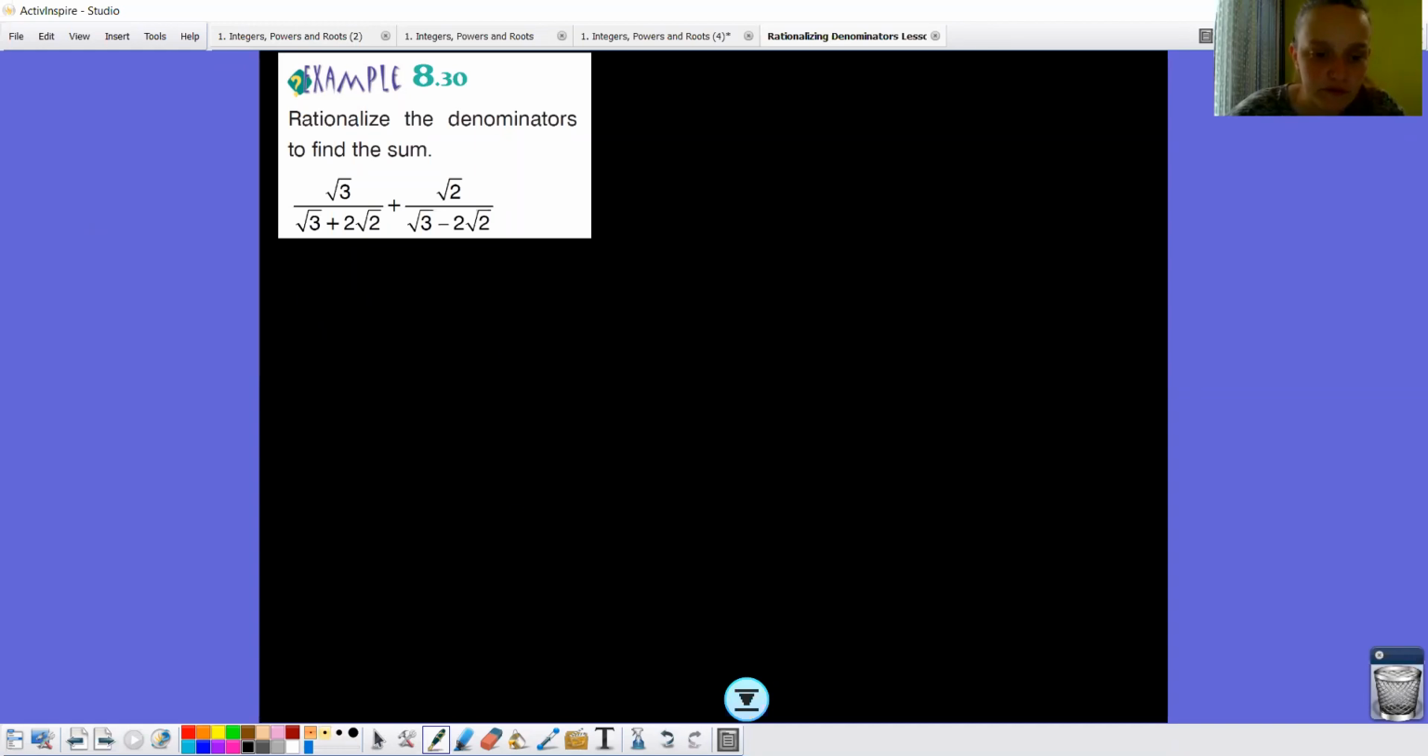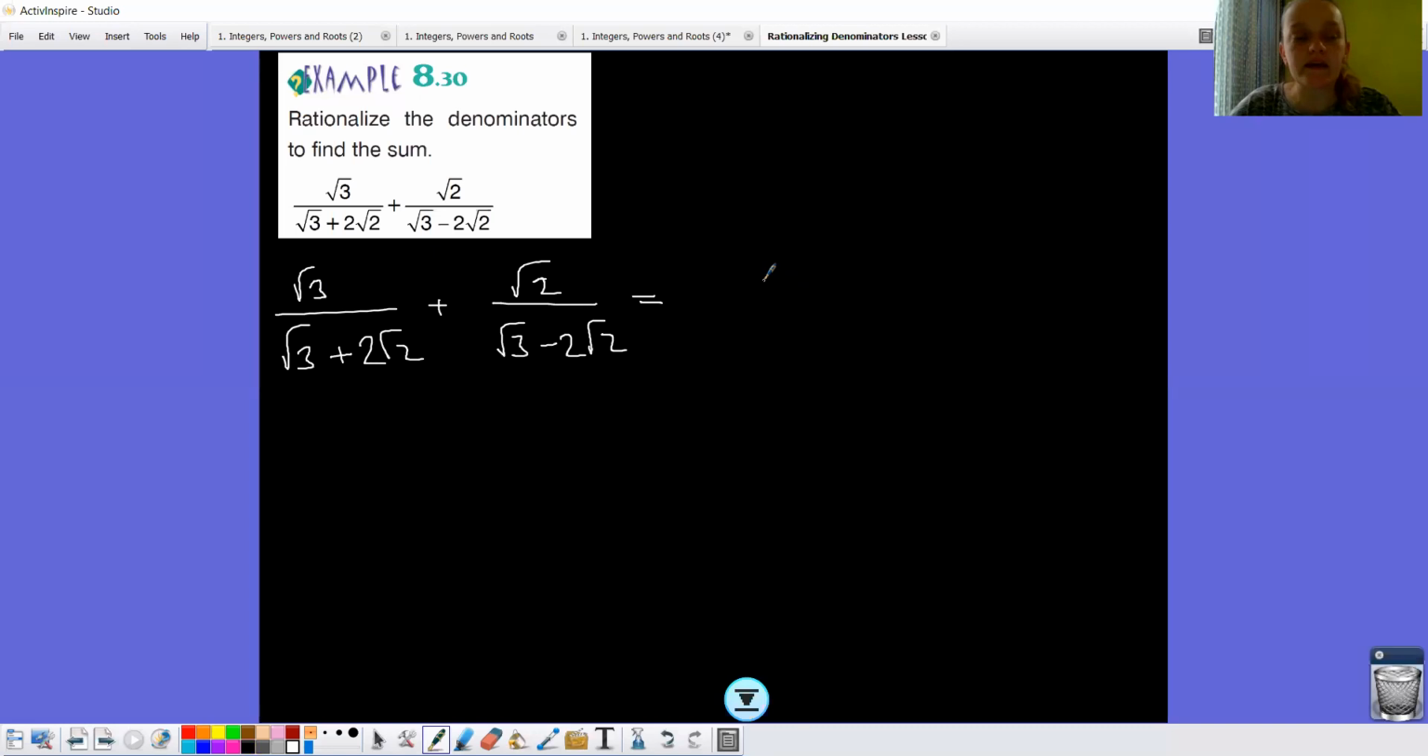I have root 3 over root 3 plus 2 root 2 plus root 2 over root 3 minus 2 root 2. Now, to make an operation in this kind of fractions, firstly, I have to rationalize the denominators in both of them. So here, in the first one, I have the denominator root 3 plus 2 root 2. So I need to multiply this fraction with the conjugate of it.